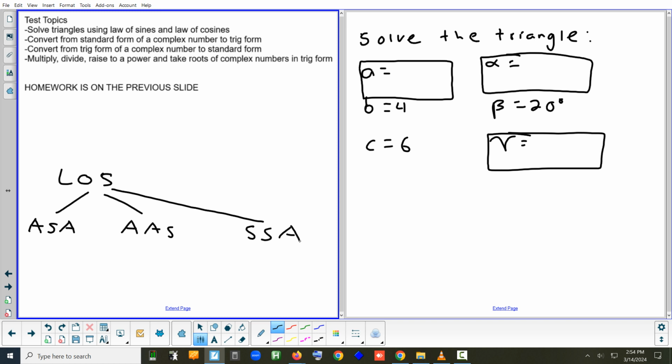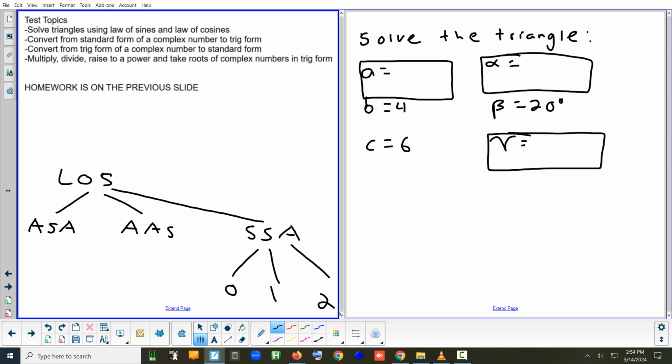On the last test, we focused mostly on angle, side, angle, and angle, angle, side. We didn't get into side, side, angle a lot. So this test is going to cover a lot of that. Okay, so under this, remember you've got 0, 1, or 2 solutions. So you could potentially see any of those kinds of problems on the test. But let's start with this one and see what happens.